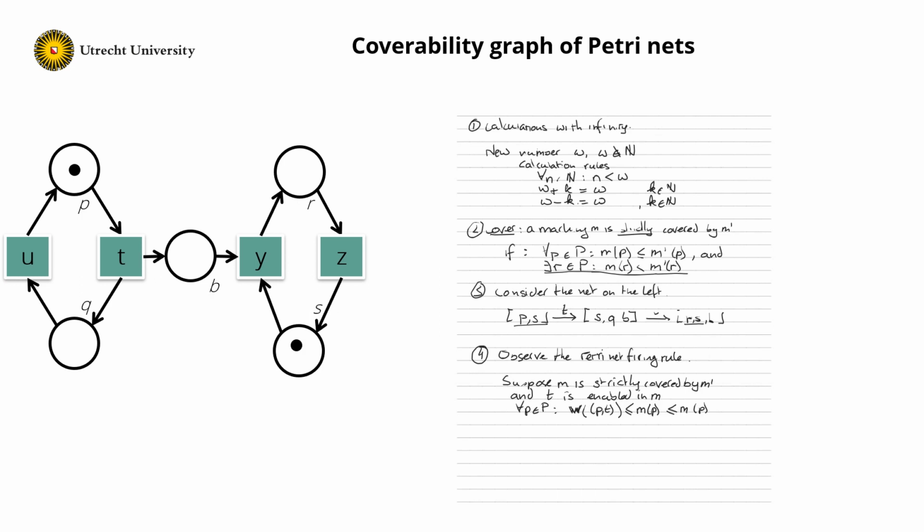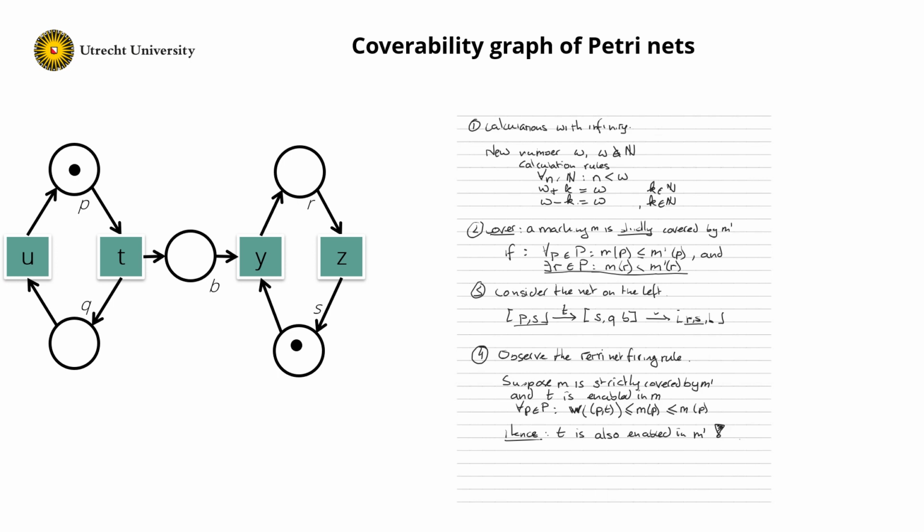In other words, the conclusion that we can draw is that transition T is also enabled in marking M prime. In other words, if a marking covers another marking, then any transition that is enabled in the marking it covers is also enabled in the covering marking itself.